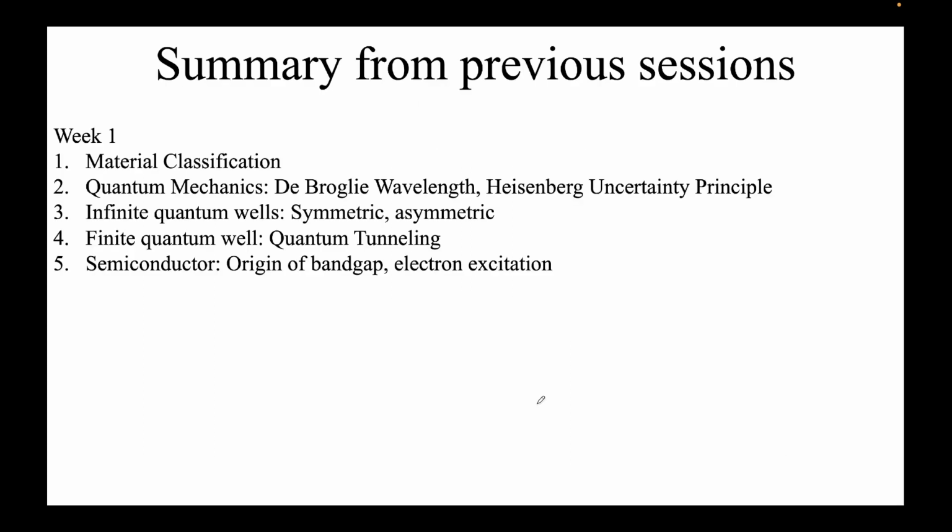What we have been going through in the previous sessions: we first saw that we can classify materials in terms of their electrical conductivity, and so we saw insulators, metals, and semiconductors. And the peculiar property of semiconductors is what we were interested in. Then we went into a bit of quantum mechanics using the de Broglie wavelength lambda equal to h over p, then the Heisenberg uncertainty principle. Finally, we saw something called a quantum well.